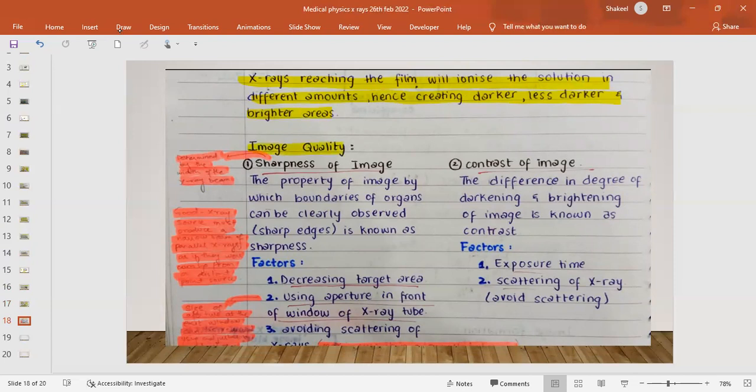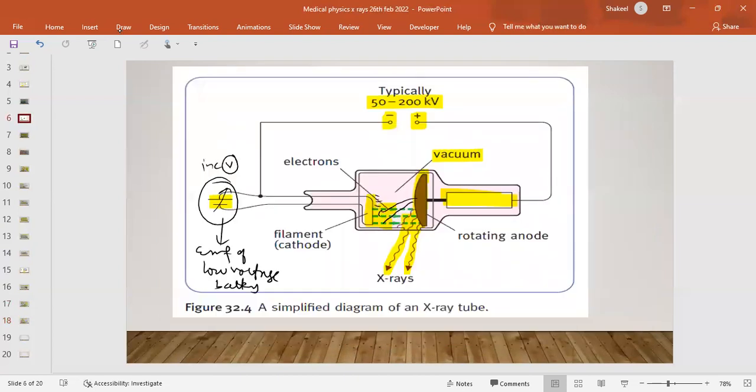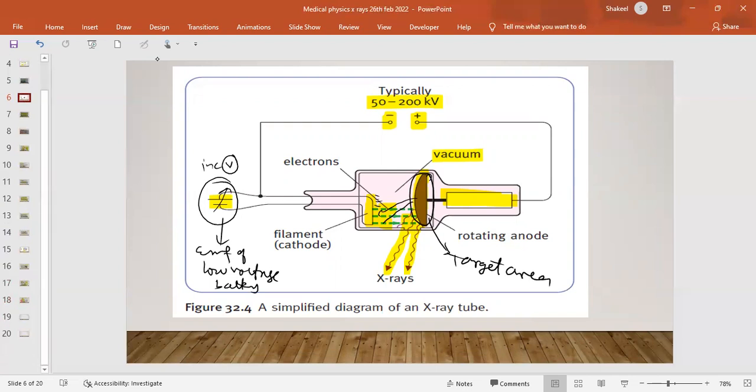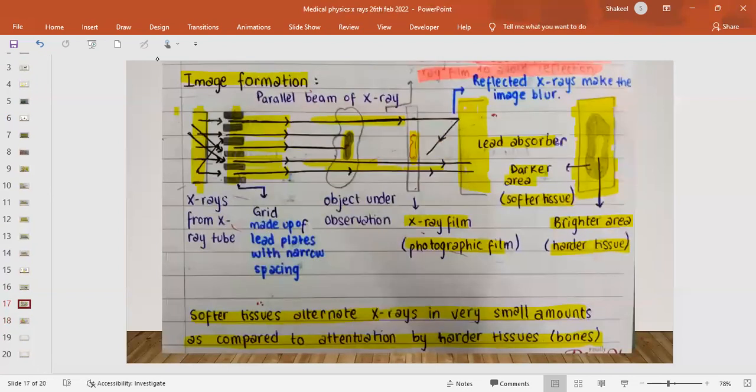If we look at the image quality, two things are very important. One is the sharpness of the image, how sharp the image is, and number two, the contrast of the image. So let's look at the sharpness of the image. This is the property of the image by which the boundaries can be clearly observed, like the sharp edges, right? And on which factors does it depend? Well, number one, it depends upon decreasing the target area in the tube. This is your target area. So if you decrease this target area, you can get a relatively sharper image.